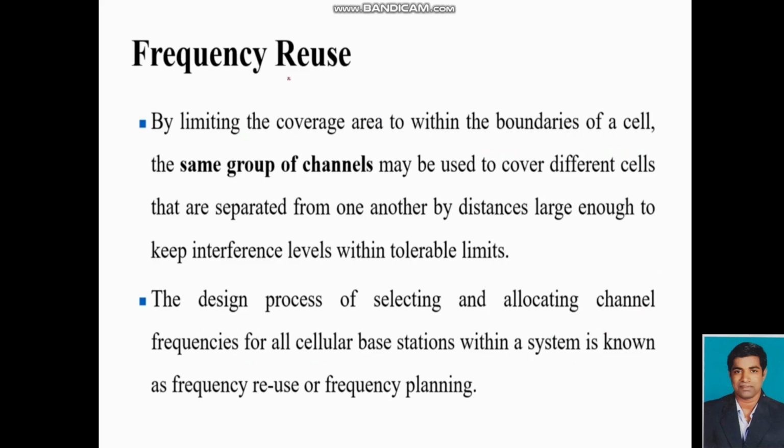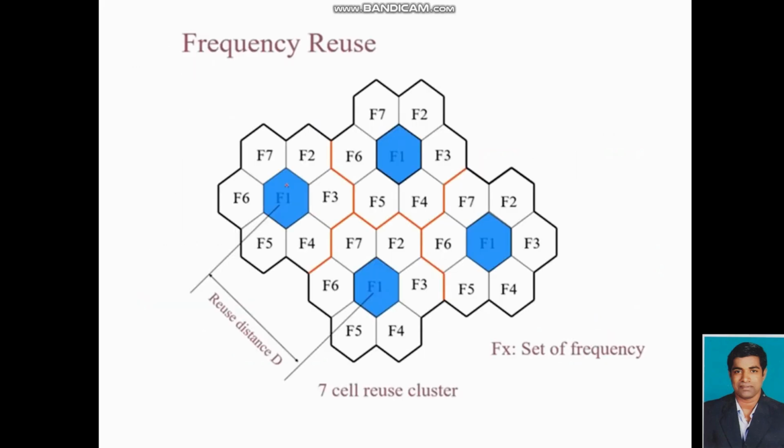The frequency reuse: by limiting the coverage area to within the boundaries of a cell, the same group of channels may be used to cover different cells that are separated from one another by distances large enough to keep the interference levels within the tolerable limits. The design process of selecting and allocating channel frequencies for all cellular base stations within a system is known as frequency reuse or frequency planning.